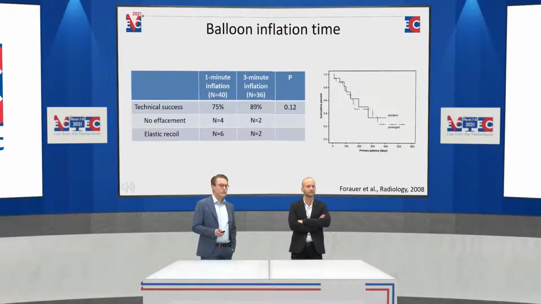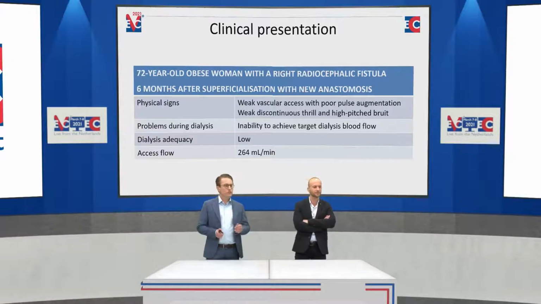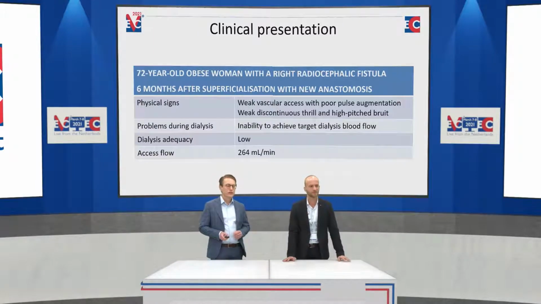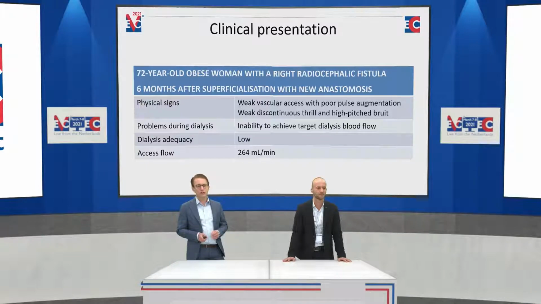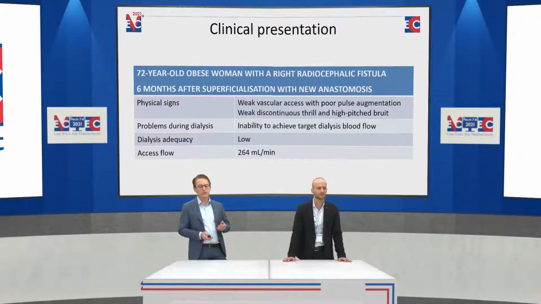So let's continue to the next case. We have a second case. This is a 72-year-old obese woman. She has a right radiocephalic fistula, and she is 6 months after superficialization of the cephalic vein with a new anastomosis, which is made a little bit more proximal because the original anastomosis was already stenosed, and the vein was also too deep to cannulate because of her obesity.